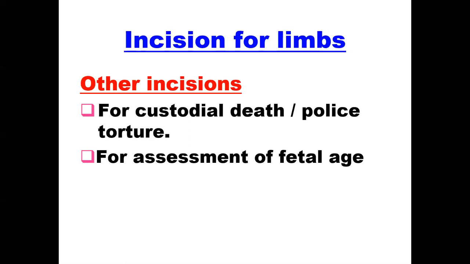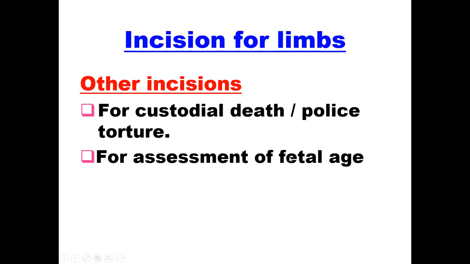Now you reflect the flap anteriorly, on the lateral side and the right side. Then you see the talus bone, and the talus bone should be examined, as well as the cuboid bone, to see the presence of the ossification center at the age of the fifth month. You will assess the age of the fetus. This fetus on the autopsy table is not more than 5 to 6 months.